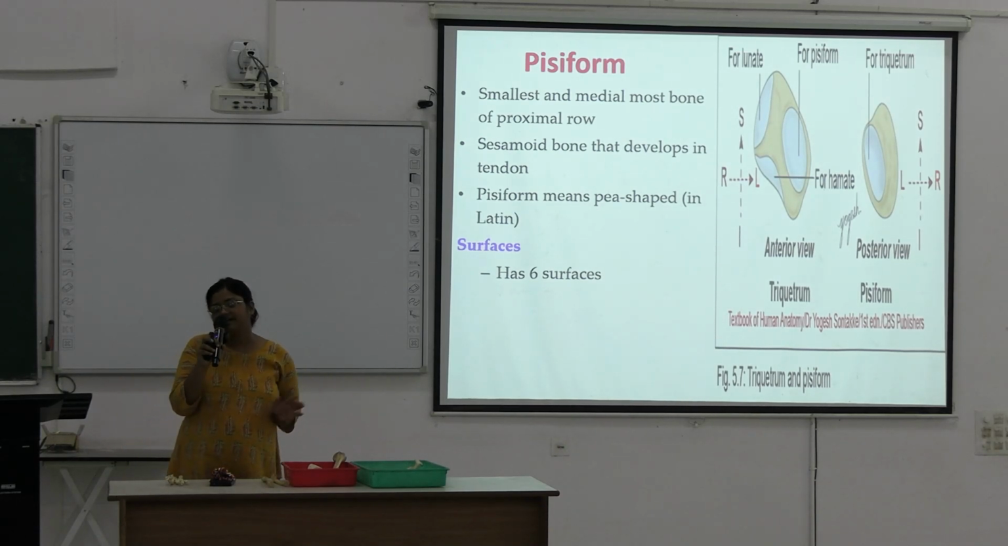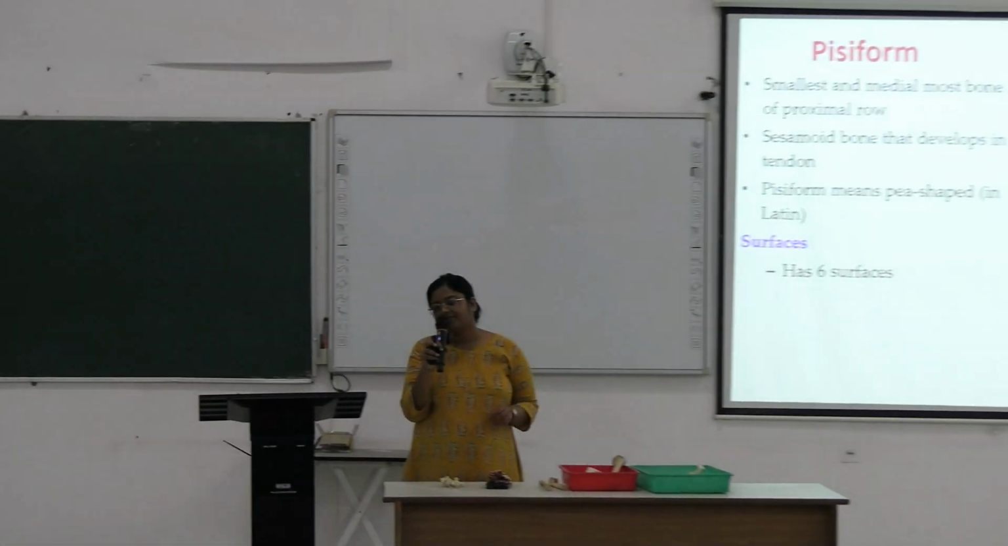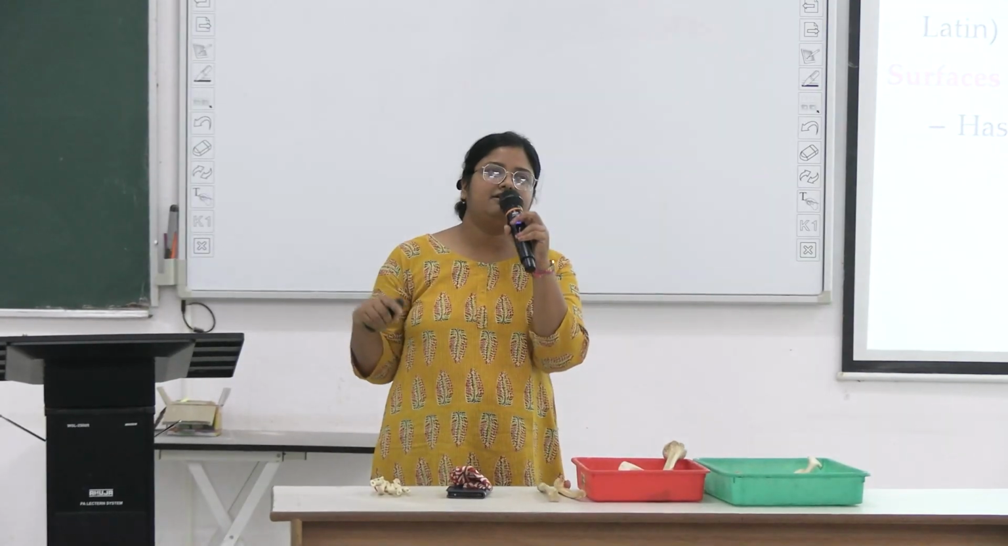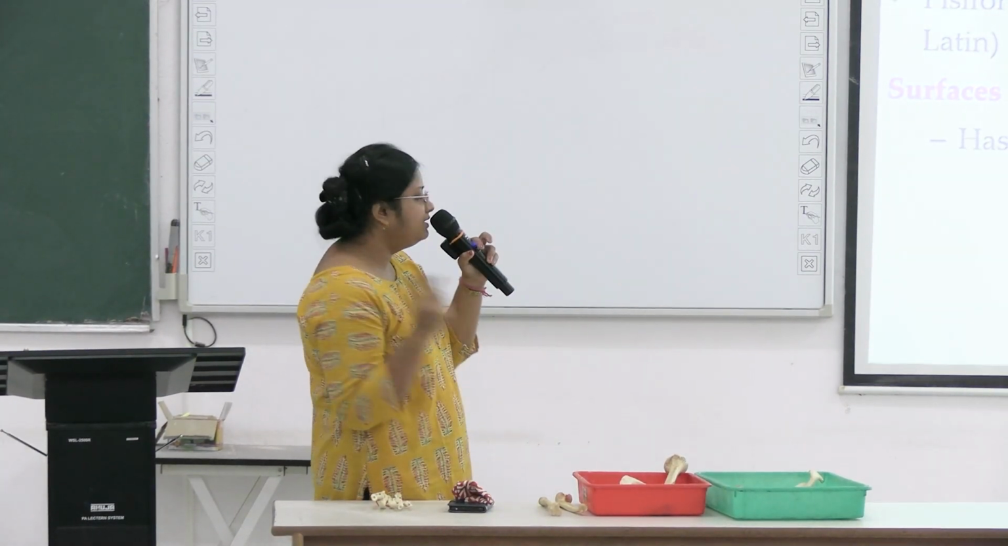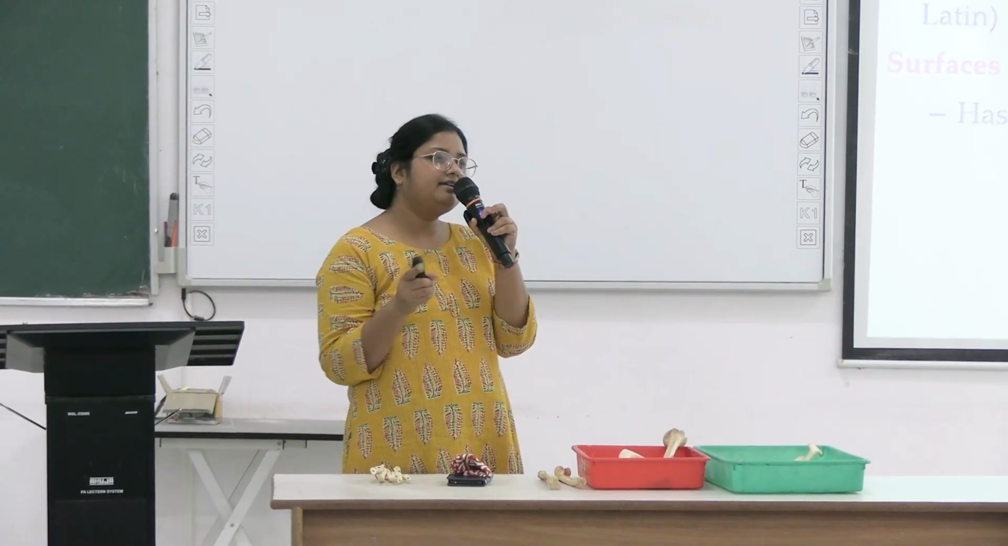This is very frequently asked in your viva. Name the sesamoid bone present in our hand. Very frequently asked in your viva table for bones. And in which tendon does it develop? It develops in the tendon of flexor carpi ulnaris. And this muscle also inserts over this pisiform. Flexor carpi ulnaris inserts over this pisiform.